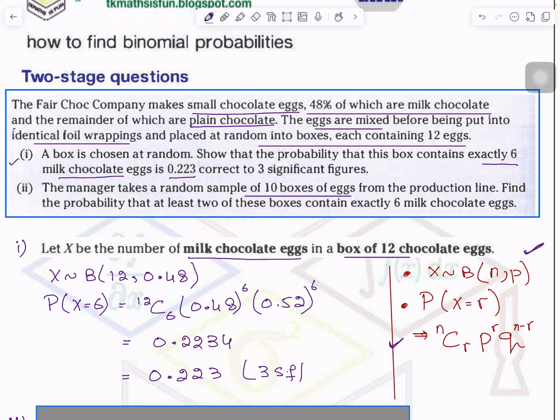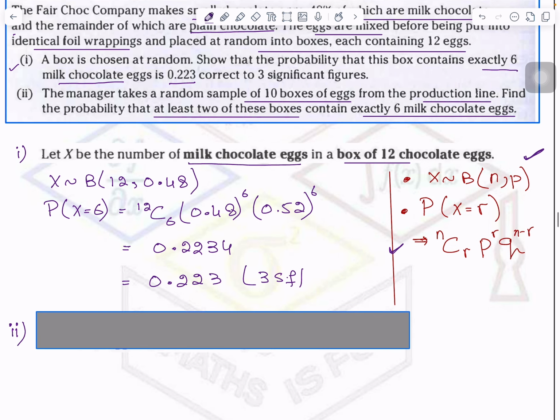Now the second part of the question is, the manager takes a random sample of 10 boxes of eggs. Now he's picking up 10 boxes from the production line. Find the probability that at least 2 of these boxes contain exactly 6 milk chocolate eggs. So earlier it was a box and you had to see eggs in it. Now you have to pick up the boxes and see how many out of 10 boxes, at least 2 boxes, have 6 milk chocolate eggs. So what is your probability here? I mean, the proportion of success here.